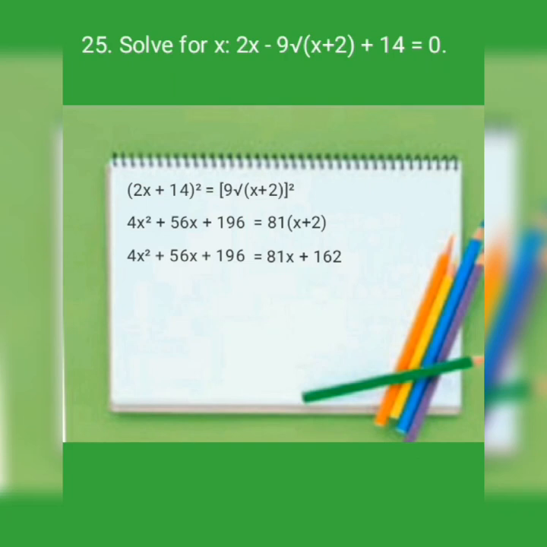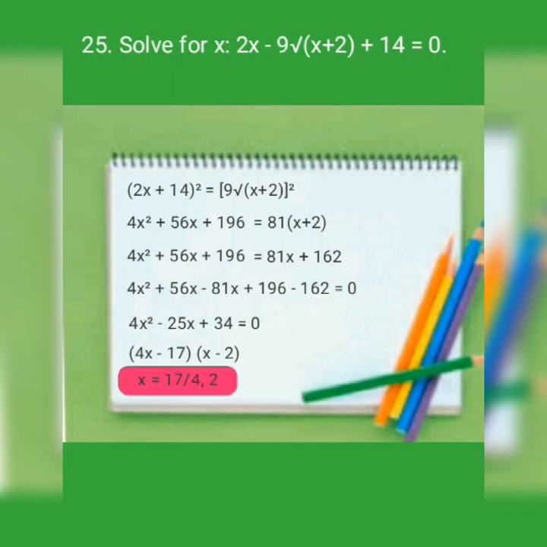Combining like terms, we have 4x squared plus 56x minus 81x plus 196 minus 162 is equal to 0. The working equation is 4x squared minus 25x plus 34 is equal to 0. The factors of this are 4x minus 17 and x minus 2. Therefore, x are 17 over 4 and 2.